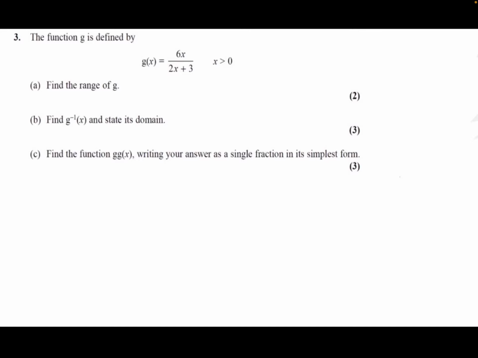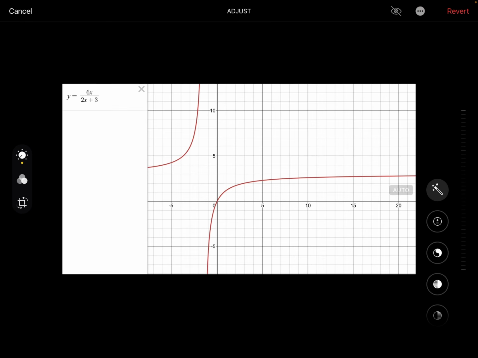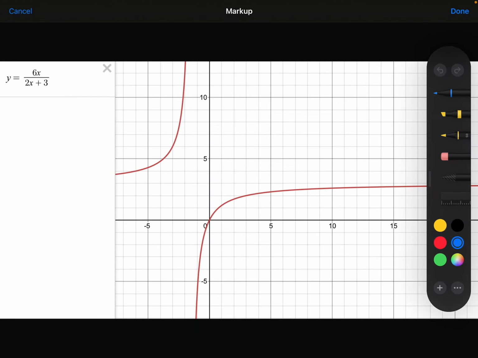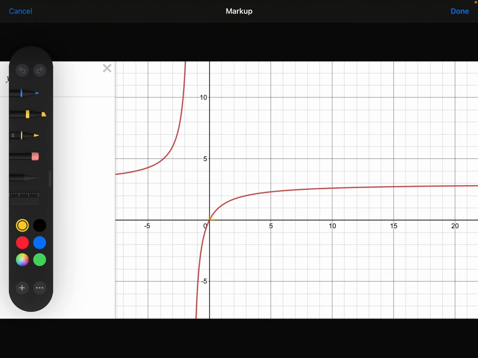I've already put it into Desmos and I've got a picture of mine here. So if you put this into your calculator, you should get that graph. And remember that x had to be greater than 0. So we are only actually looking at this part of the graph where x is greater than 0. And we want the range of this. So that's the y values. What could the y values be?